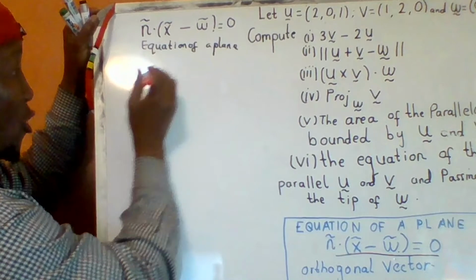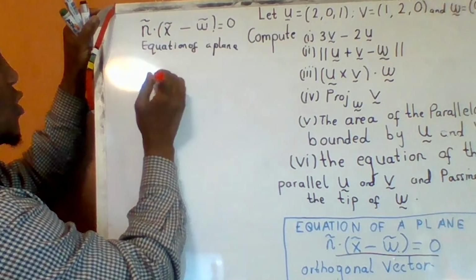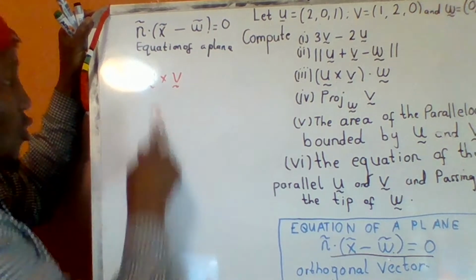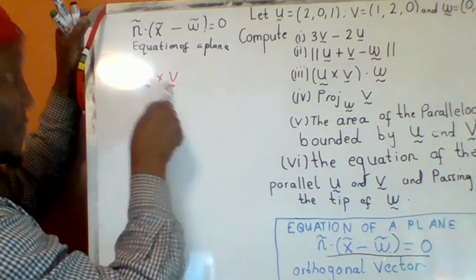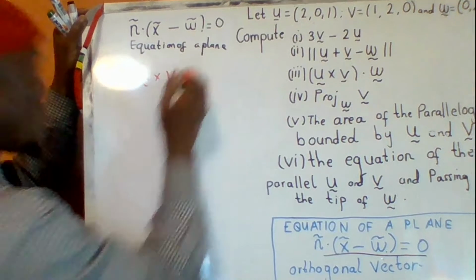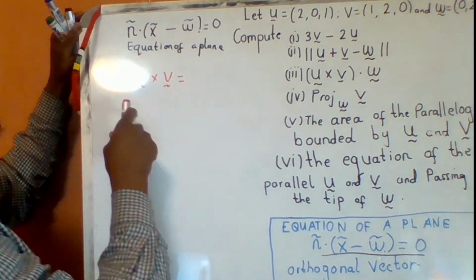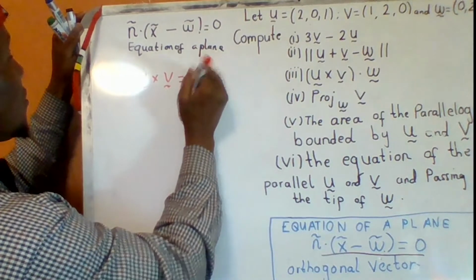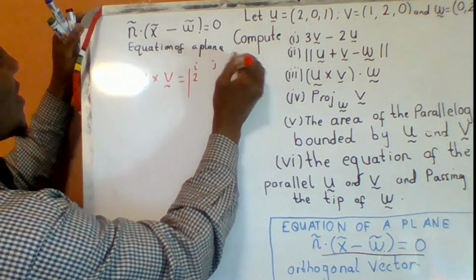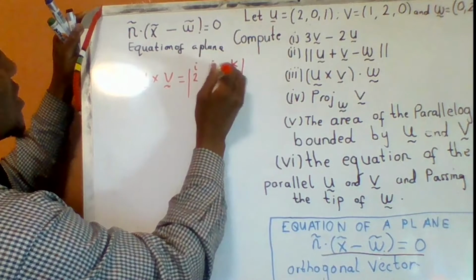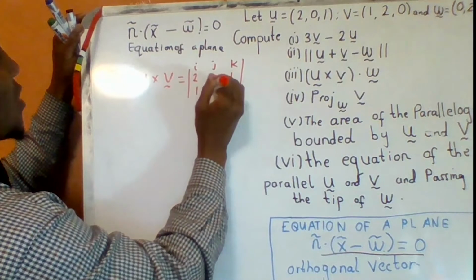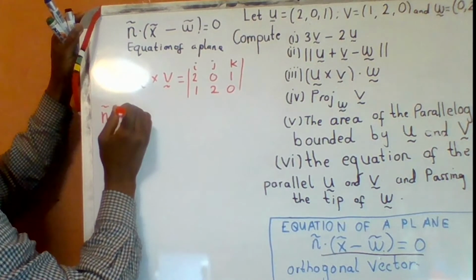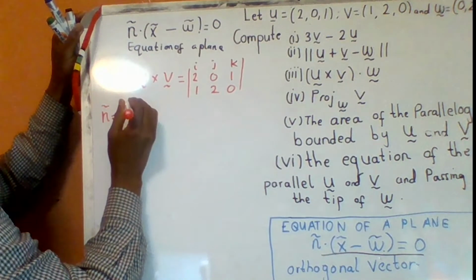So let's cross them. What are u and v? u equals 2, 0, 1 in i, j, k, and v equals 1, 2, 0. So the normal vector: for i, I don't need this row or this column. It's 0 times 0 equals 0, minus 2 times 1 equals 2. Now we go for the next one, minus j, the second one. I don't need this, I don't need this.